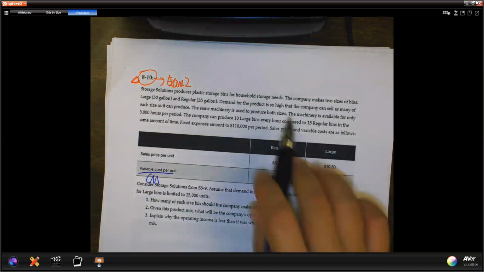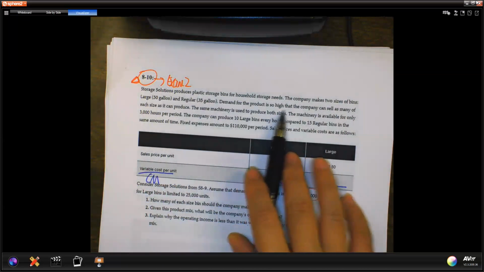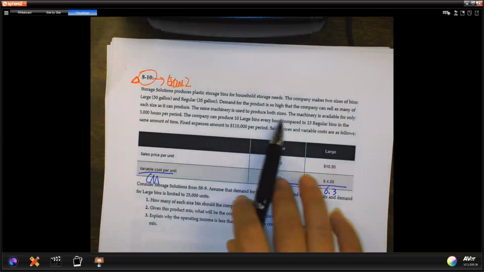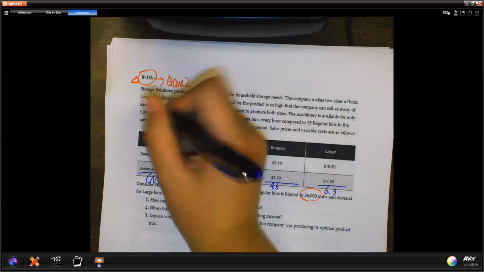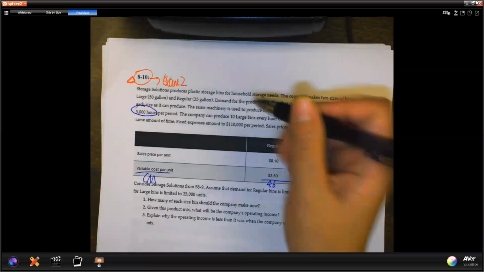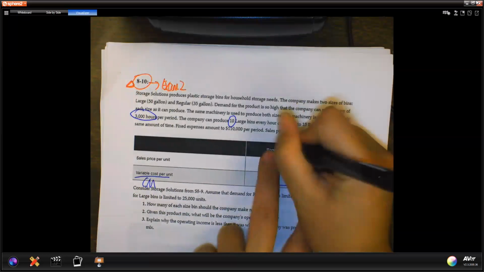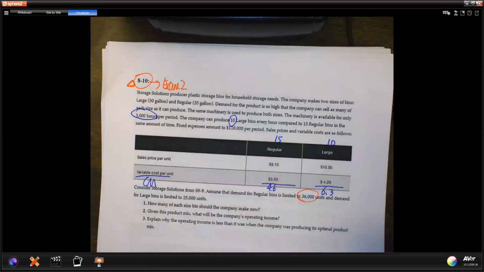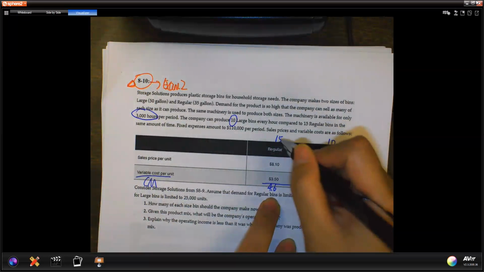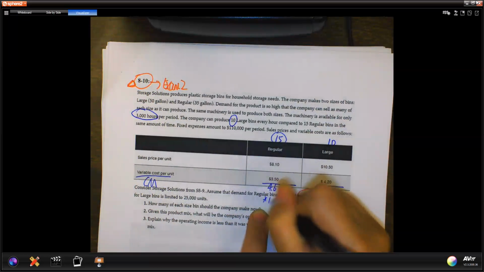And then look at the information, large and regular. So look at here. You only have 3,000 machine hours. So that is our constrained information. You can produce 10 of large. So I just put it here, 10 large and 15 regular for one hour. So for 1 hour, you produce 15. Each one is 4.6, so I just multiply it here directly.